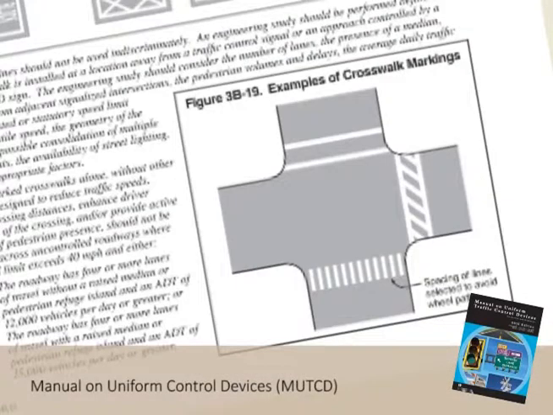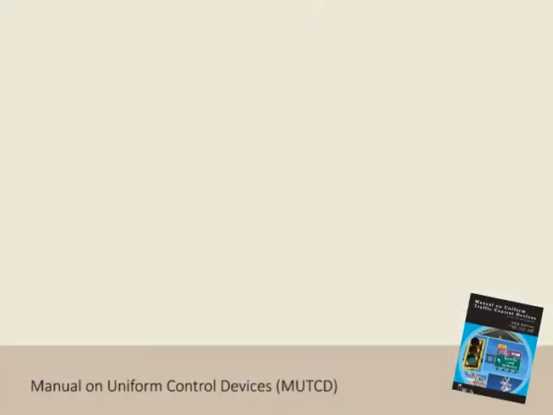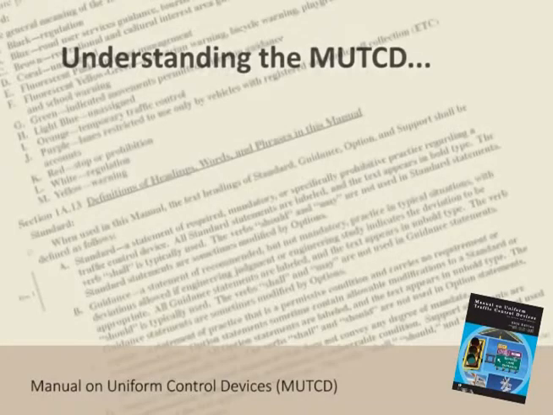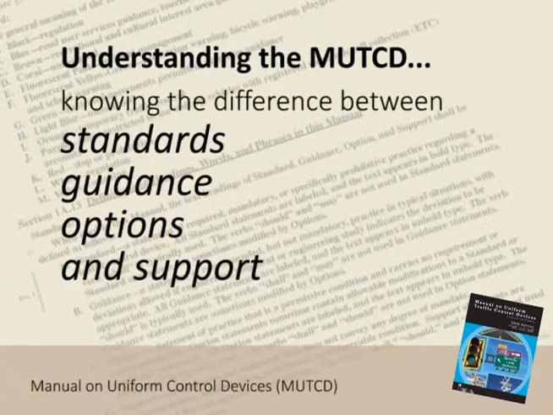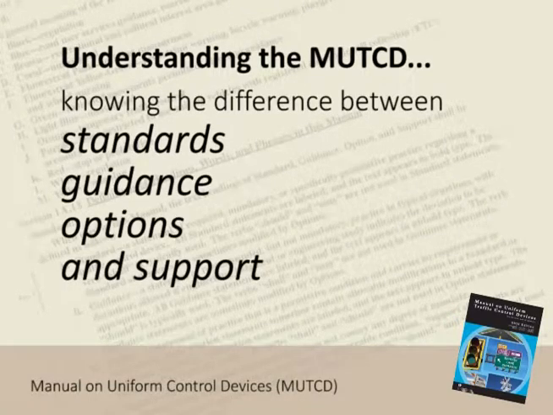Section 3B.18 on crosswalk markings also contains information specifically pertaining to pedestrians, although this information is primarily presented in relation to the larger transportation network. These are not the only sections with information related to bicycles and pedestrians, but they are the primary sections that discuss the two modes. In order to understand the MUTCD, it is important to understand the difference between what is meant by standards, guidance, options, and support.